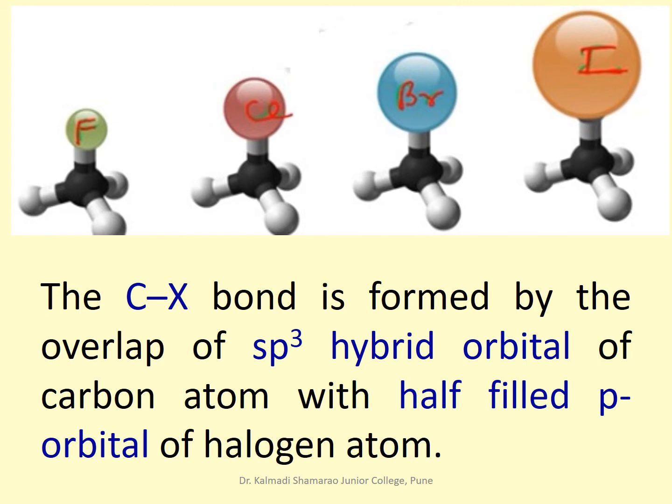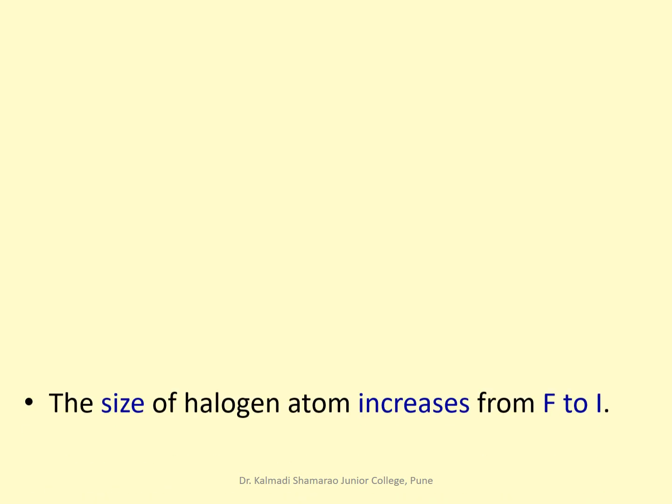The strength of a covalent bond depends upon the extent of overlap between two orbitals. Thus, as the extent of overlap between p orbital of halogen and carbon decreases, the strength of the bond also decreases. So let us summarize these points.